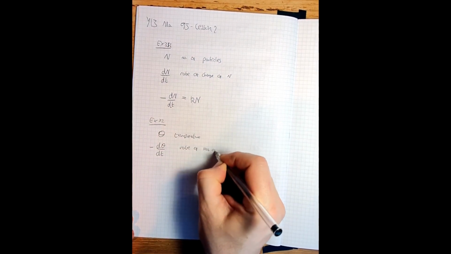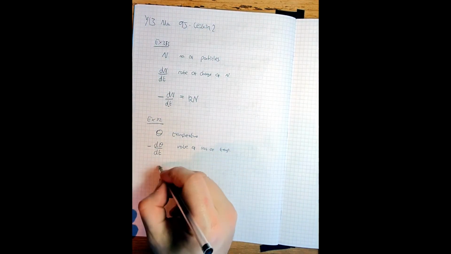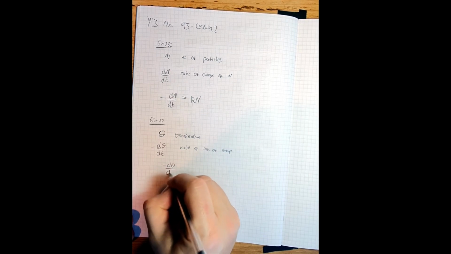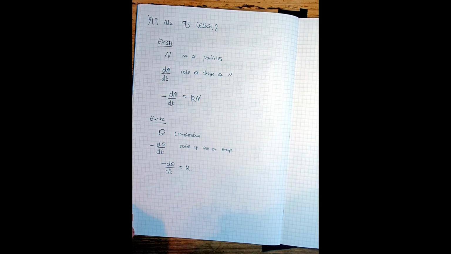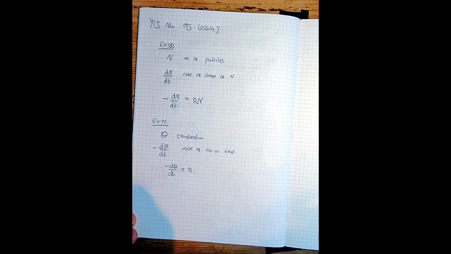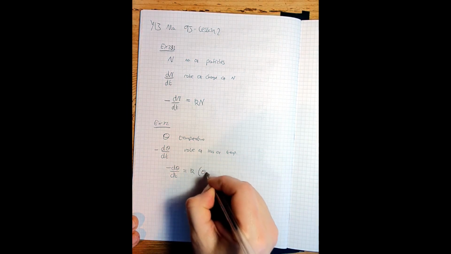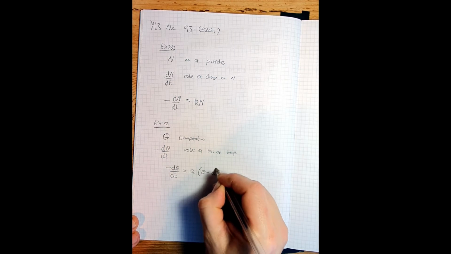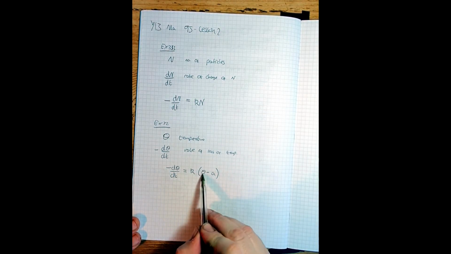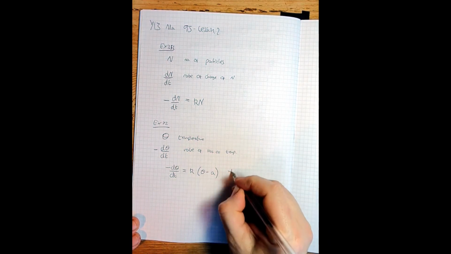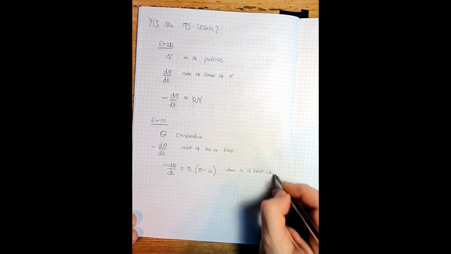Rate of loss of temperature is proportional to the excess temperature of the body over its surroundings. So the excess, what does it say? The excess temperature of the body, so the temperature of the body, take away the temperature of surroundings, where A is the temp of the surroundings.